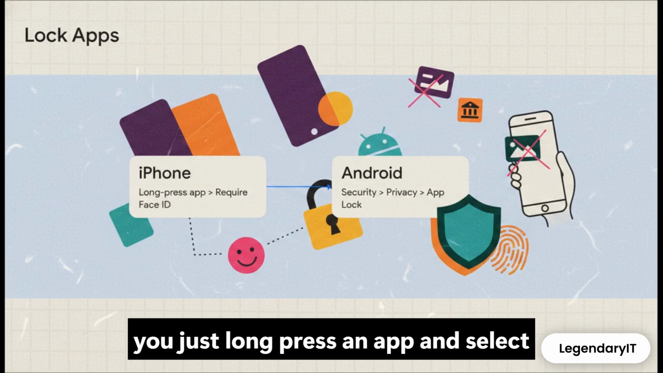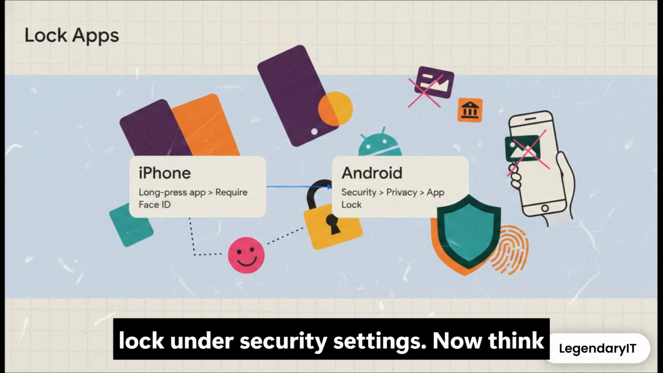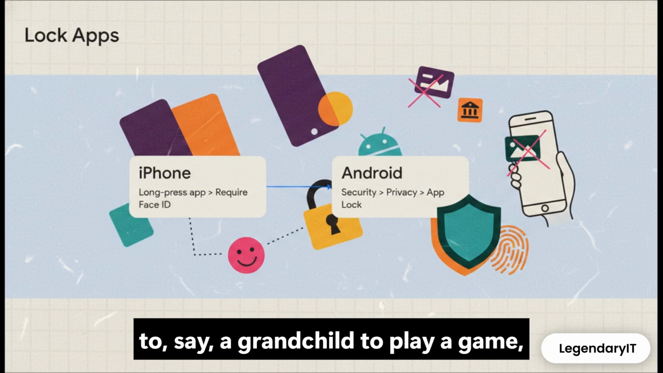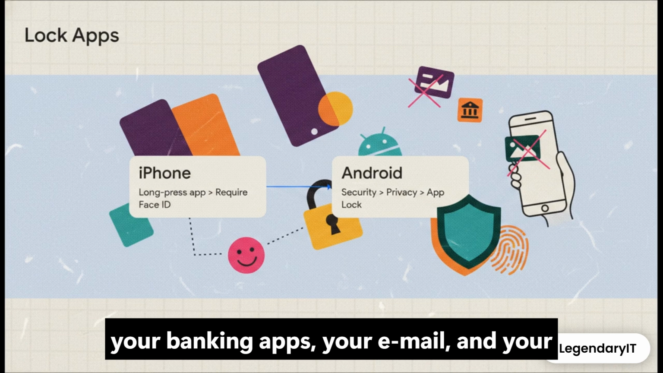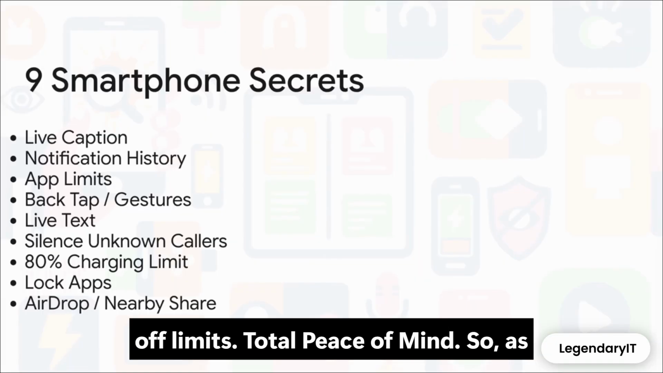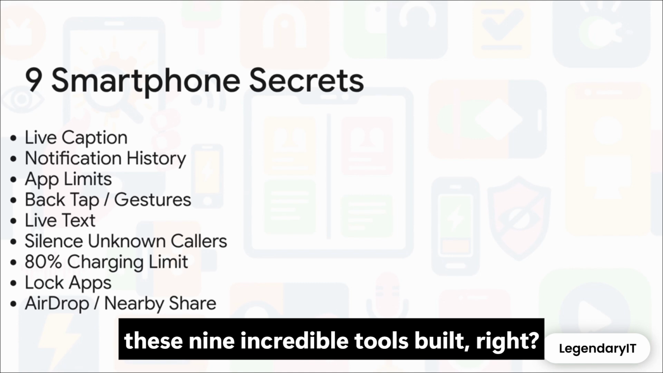On iOS 18, you just long press an app and select Require Face ID, or use Android's App Lock under Security Settings. Now think about it. If you hand your unlocked phone to, say, a grandchild to play a game, your banking apps, your email, and your private photo galleries remain strictly off limits. Total peace of mind. So, as a rapid recap, your phone already has these 9 incredible tools built right in.